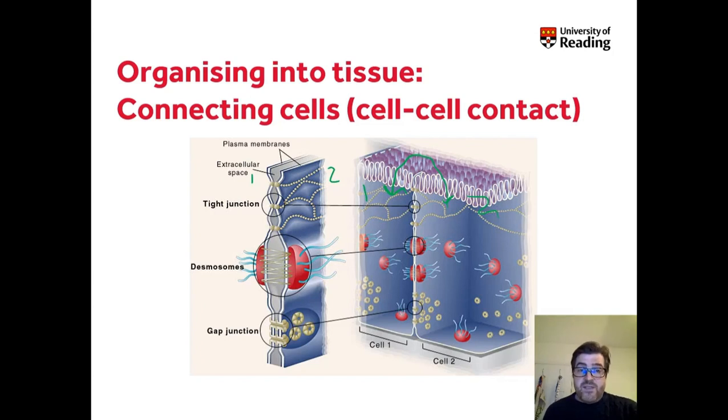So we can see the two cells are still separate cells. They've not fused together. There's still this gap in between them. But they can form tight junctions. They can also form desmosomes and also gap junctions, as some of the major ways that they connect to one another. And each of these have slightly different functions, and we'll talk about all of those in turn.